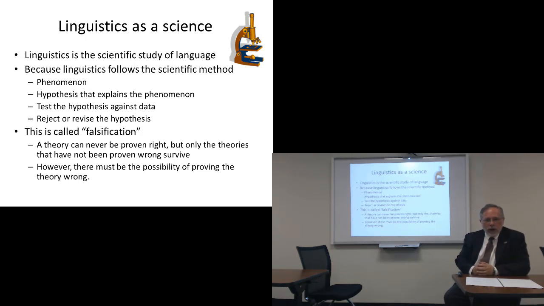And you've heard me mention this before when we were talking about the prescriptivist and the descriptivist approach. Descriptivism is scientific, and that's why linguists do that. What does it mean to say that linguistics is a science? Well, it means that linguistics follows the scientific method. Because it follows the scientific method, it is a science. That's how you know if something is scientific: does it follow the scientific method?